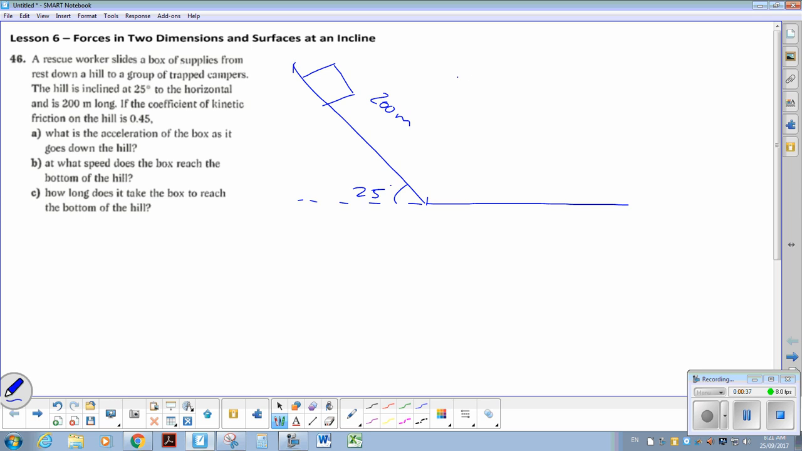Coefficient of kinetic friction, μk, is 0.45. And A part wants to know what's the acceleration of the box as it goes down the hill. So A part I'll do down here. So I need a free body diagram.